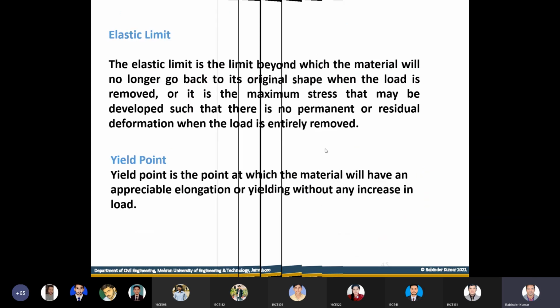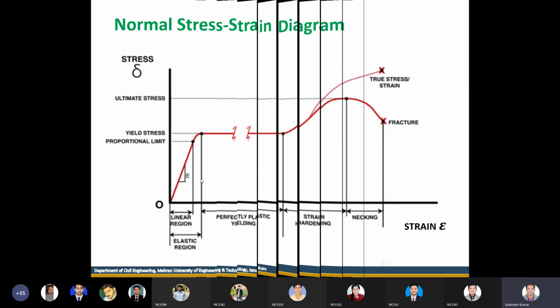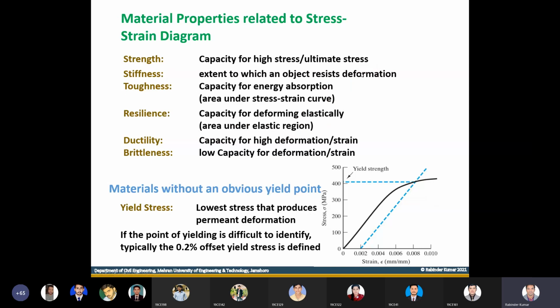So as I showed you in the curve, up to this proportional limit, the material is able to resist the deformation, because after that yielding starts. So this is the stiffness, the ability of an object or material up to which it resists the deformation. Now what is toughness? Toughness is the capacity for energy absorption. It's the area under the stress strain curve. So that is the toughness.